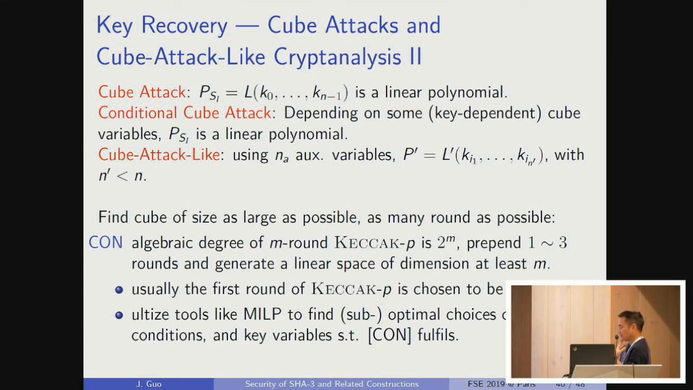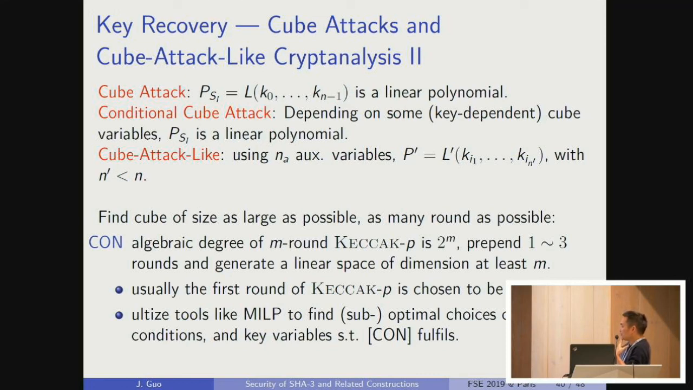And so of course, in this attack, the algebraic degree of the following rounds depends totally on the number of rounds, because in each round the algebraic degree is 2. So once the number of rounds is fixed to m, the algebraic degree is 2 to the m. This is not what we can control. What we can do is prepend several rounds before this and generate a linear space of dimension at least m, so that this is happening.